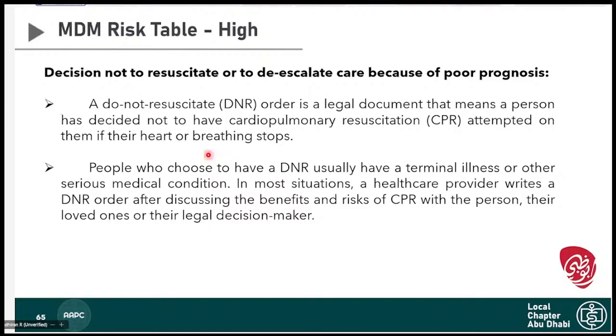So next we'll discuss do not resuscitate or de-escalate care because of poor prognosis. DNR is nothing but do not resuscitate. Simply we can call it CPR. Whenever the patient's condition is life threatening, at that time only, most protocols attempt CPR. Whenever the breath has stopped and the heart has stopped, at that time they start CPR. While providing CPR, it will be high risk.